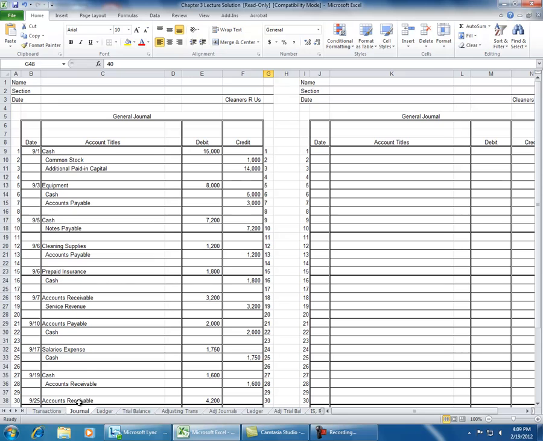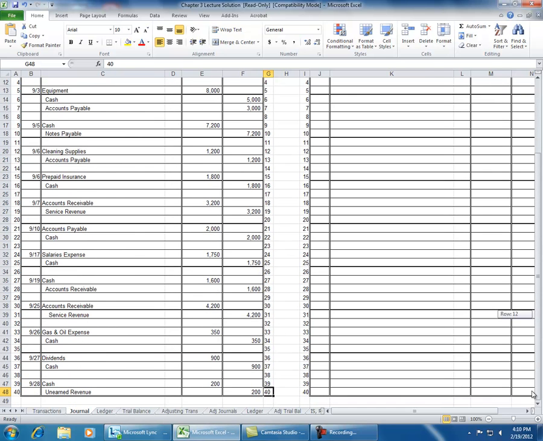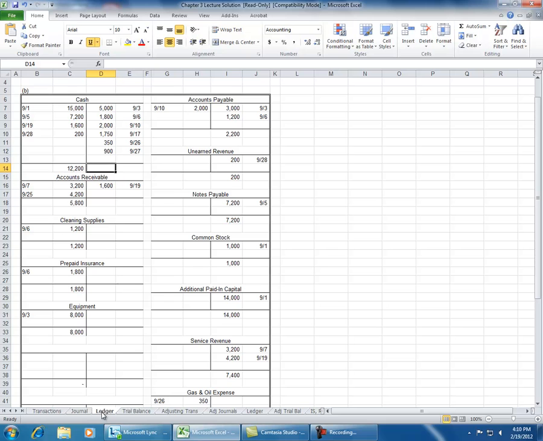So in our next tab, in a chronological order, this is your journal. So you're recording all of your transactions in a chronological order. You've got all of your debits and credits for all of those transactions listed here. The ledger is next, and that's where you're going to take all of those individual amounts in the journal entries and put them as a debit or a credit so that you can determine what the ending balance is in any particular account.